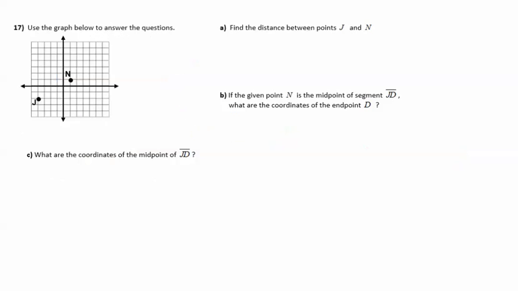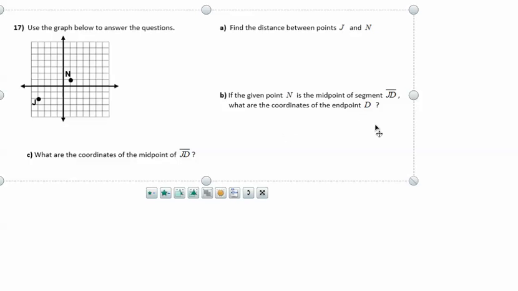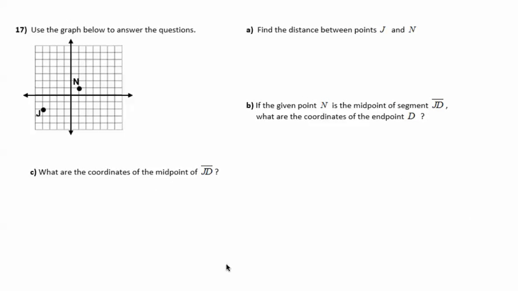In this next problem, they're asking you to use this graph to answer these questions. And I'm going to try to make this a little bit bigger so we can all follow along. They're asking you to find the distance between points J and N. Again, just because the line showing the distance between these 2 points is not given doesn't mean that you have to find another way to do this. You can draw that line in. And once you have that line in, it's exactly the same procedure of the Pythagorean Theorem.